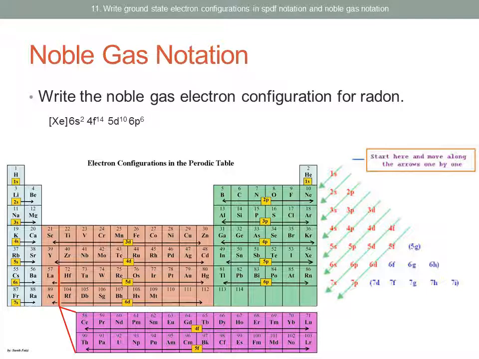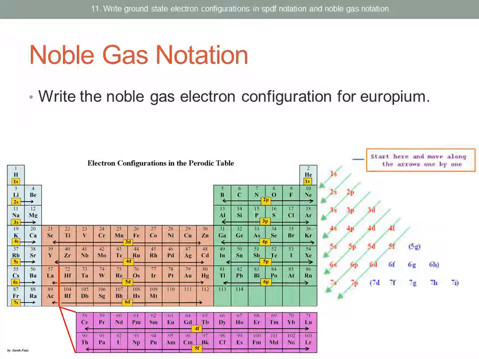And if you count up the electrons, 2 plus 14 is 16, plus 10 is 26, plus 6 is 32. And if you count up the electrons here, we can see radon will have 32 more electrons than xenon. 86 minus 54 will be 32.